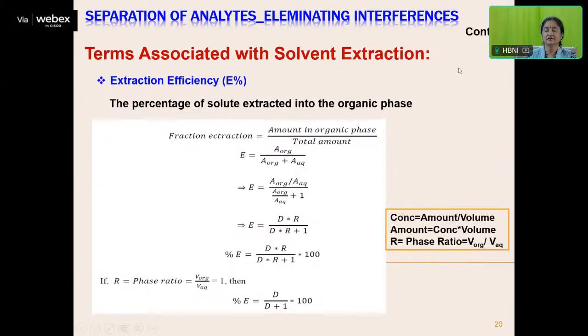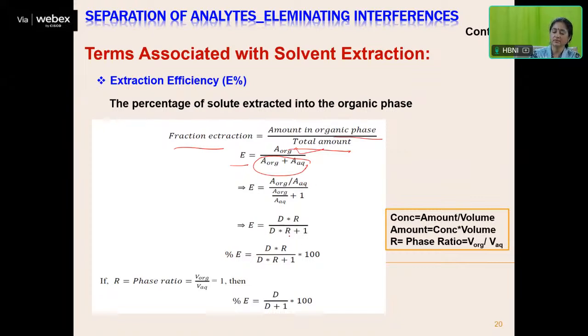There is another term, extraction efficiency or percentage extraction. Percentage extraction is the amount in organic phase, meaning the amount getting extracted, to the total amount, multiplied by 100. So that is the percentage extraction. The fraction extracted is the amount in organic phase by total amount, where the element or analyte total concentration is distributed between organic and aqueous. So whatever is extracted in organic and whatever remains in aqueous will be the total.